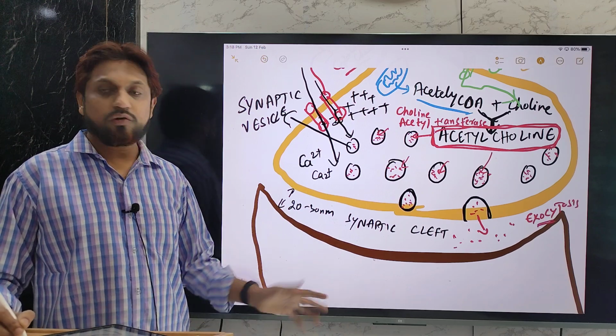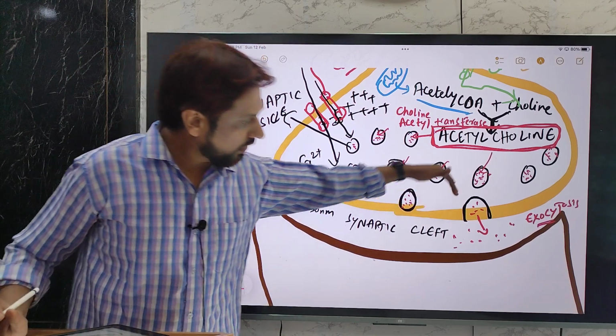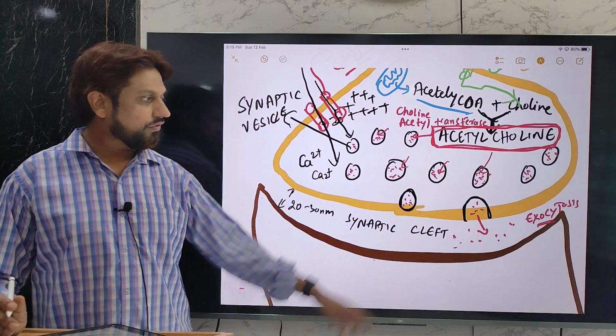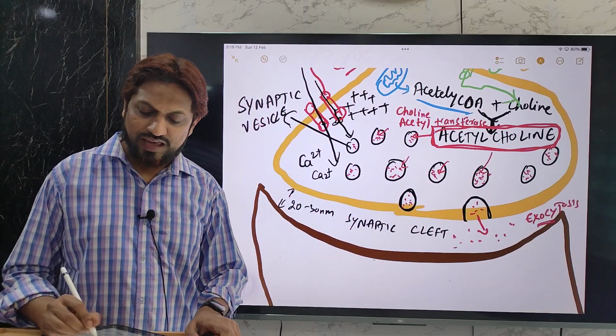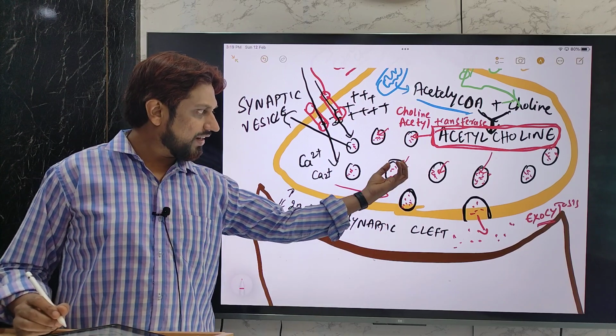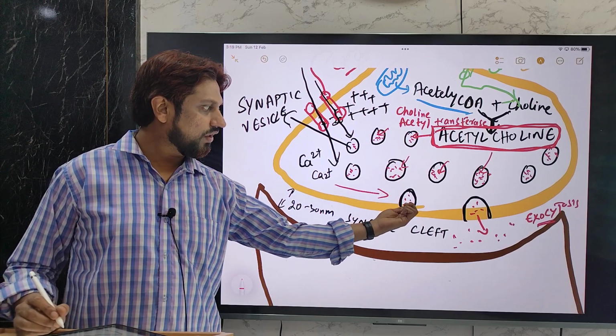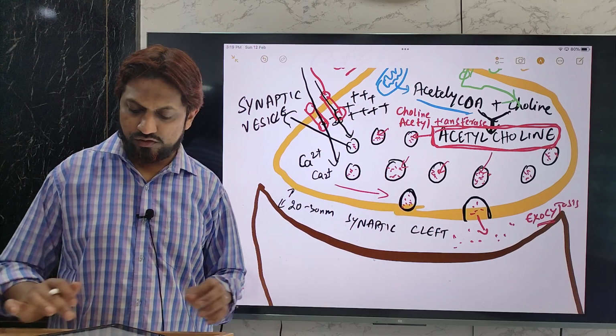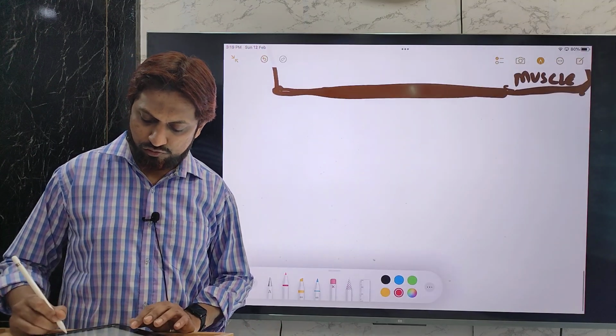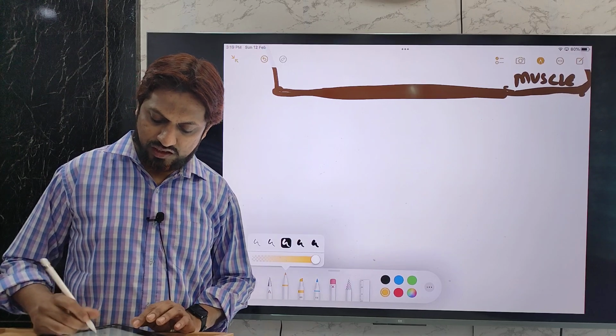Okay, you know what is endocytosis and what is exocytosis. By the process of exocytosis, this acetylcholine is released. Now, how does this calcium drag the synaptic vesicles towards the cell membrane and cause the exocytosis? If you want to know the details, let me show you here, how exactly it will happen.